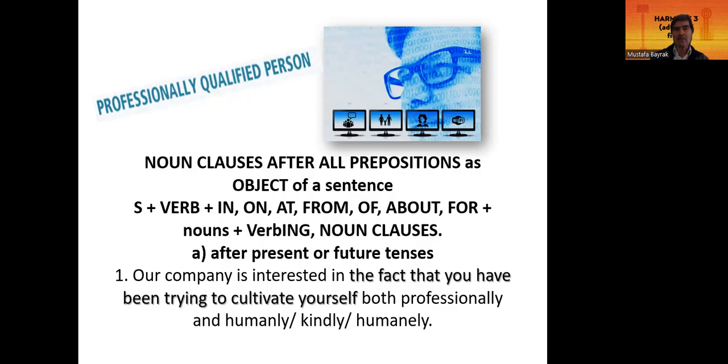For example, after present or future tenses, our company is interested in the fact that you have been trying to cultivate yourself both professionally and kindly or humanely. So our company is interested in this topic, for example, in this noun or in this noun phrase or in this noun clause. Yes, the fact that you have been trying to cultivate yourself both professionally. Our company is interested in it.